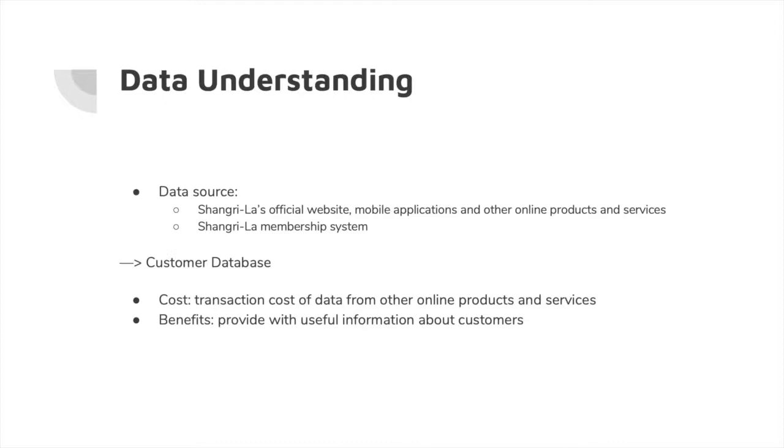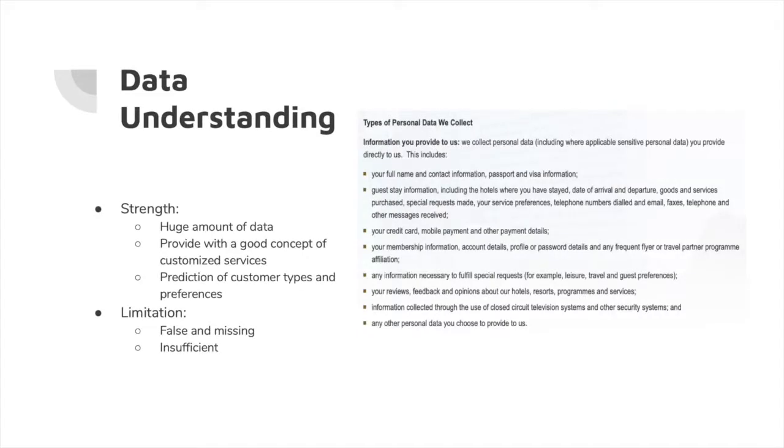Here may involve cost when customers are using the third party to search for and book rooms in Shangri-La hotels, because the transaction cost of data from other platforms may occur. However, the data source is beneficial since it can provide Shangri-La with useful information of customers, such as preferences. The main data Shangri-La need to make good use of is its customer database. By studying customers' preferences, Shangri-La can understand its customer better.